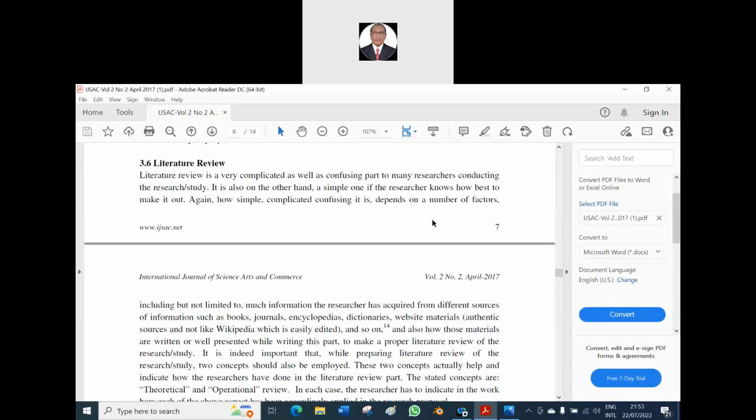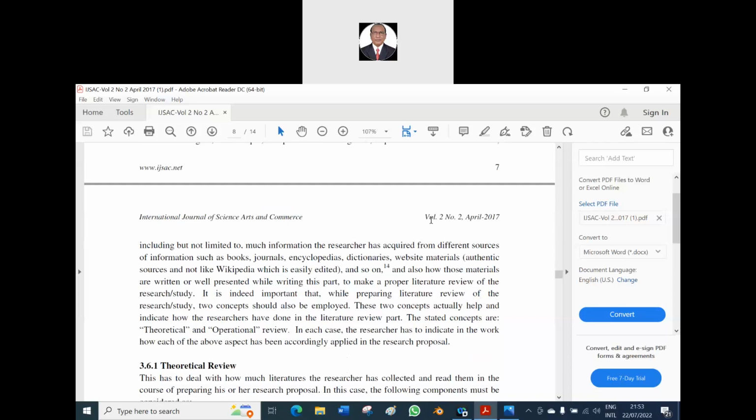How simple, complicated, or confusing it is depends upon a number of factors, including but not limited to how much information the researchers have acquired from different sources, such as books, journals, encyclopedias, dictionaries, website materials, authentic sources. But don't take from Wikipedia because it is editable. Don't take the source from Wikipedia, it is a weak source, and so on. And also those materials as written as well as presented while writing this part. Yes, you can sometimes take newspaper items if they are authentic and delivered by an expert.